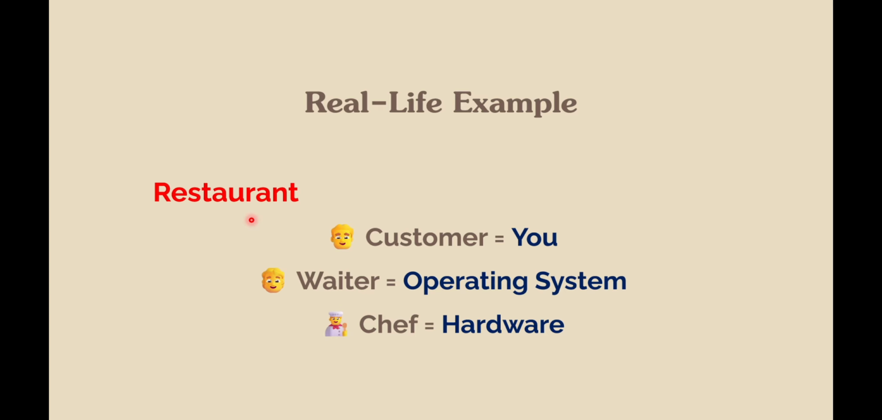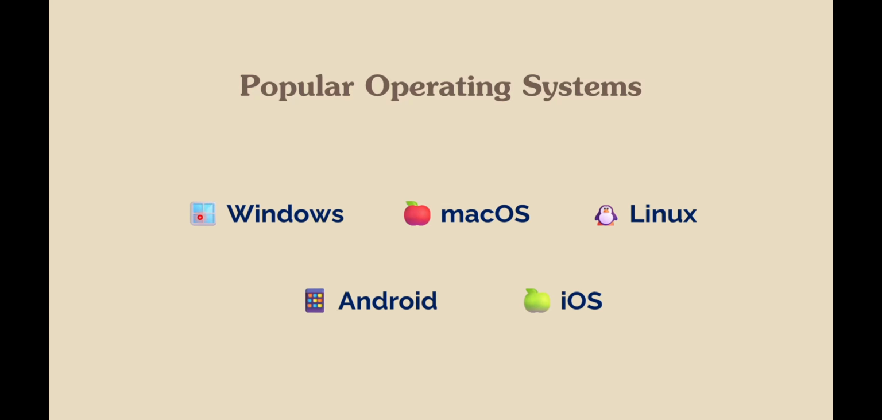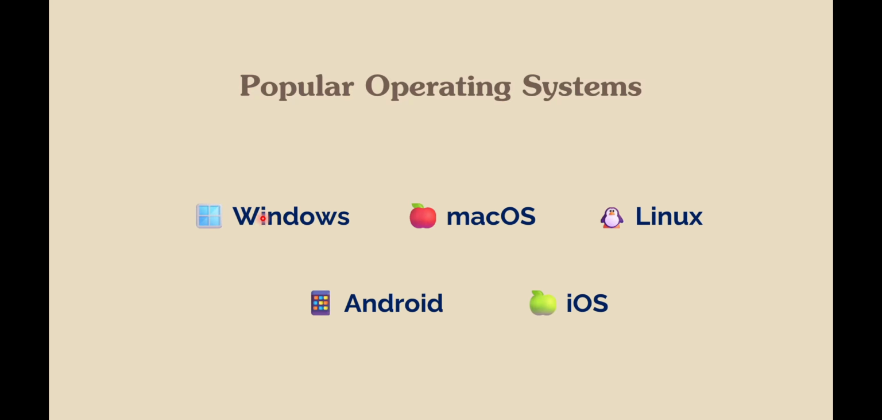So let's see what the popular operating systems are. You have probably used these operating systems every day without realizing it. Windows powers most laptops and desktops nowadays. macOS runs Apple Macs. Linux powers servers and many developers' computers. Android runs millions of smartphones and iOS powers iPhones. There are different names and different designs, but all of them do the same basic job: to control your hardware or your device.